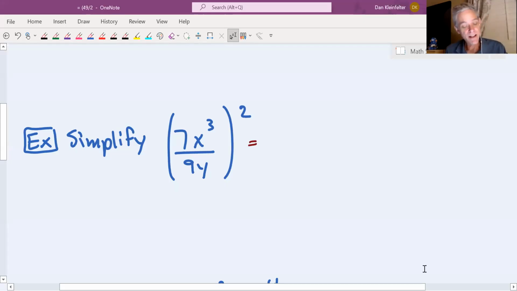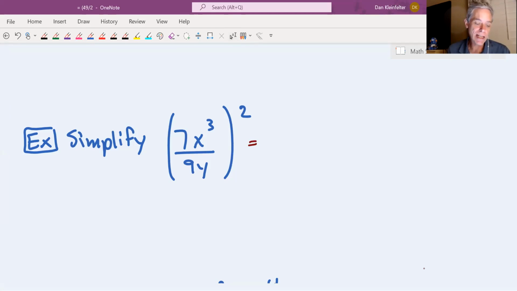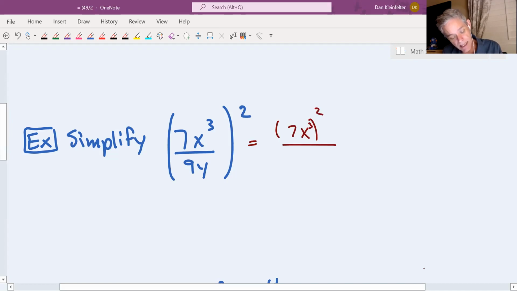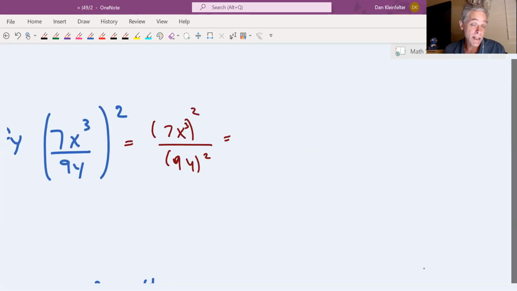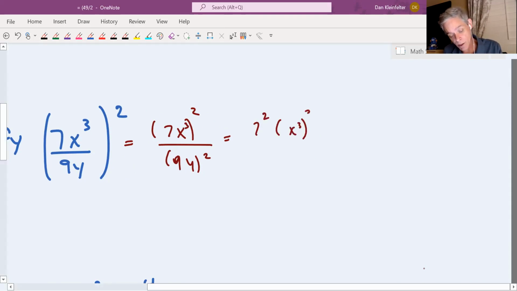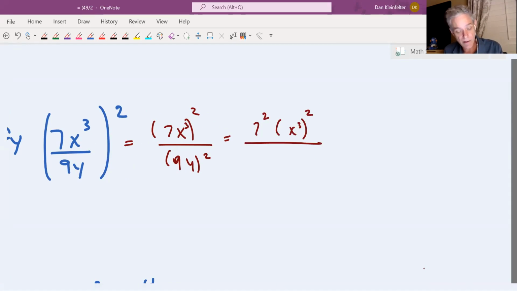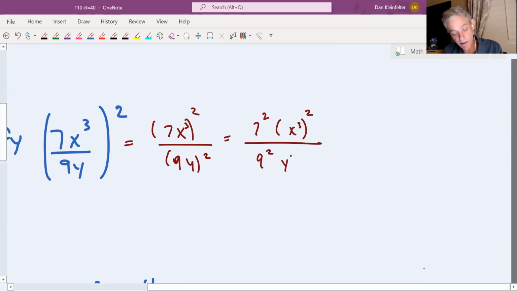Okay, so let's try that again. So we have 7x cubed over 9y, that's getting squared. And so we're going to square the numerator first. It was 7x cubed getting squared. And then down below we'll have 9y getting squared. So next up top, we have a product getting squared. So that would be 7 squared, x cubed squared. Down below, 9 squared, y squared.